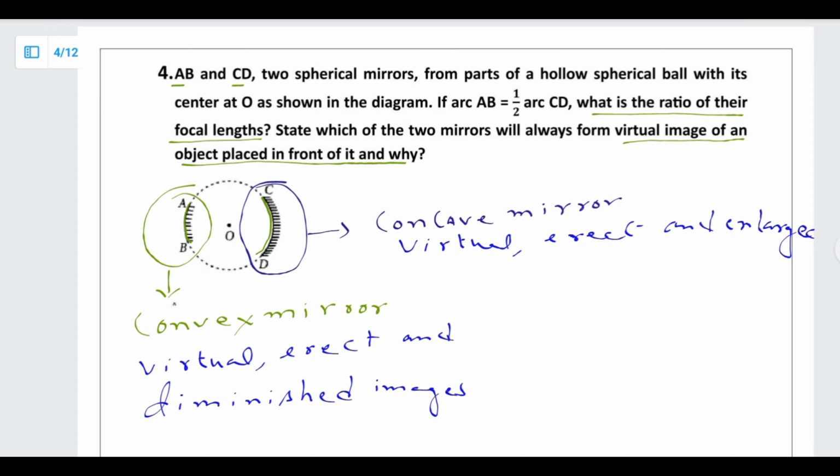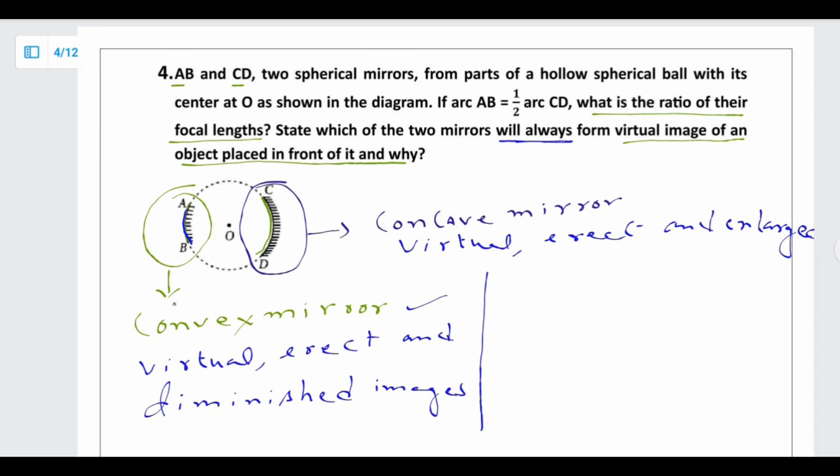So, what is the question? Which of the two mirrors always forms a virtual image? Only the convex mirror always forms a virtual image. The right answer is mirror AB. So only a convex mirror can always form virtual images, meaning a convex mirror never forms real images. And the question also asks, what is the ratio of their focal lengths?